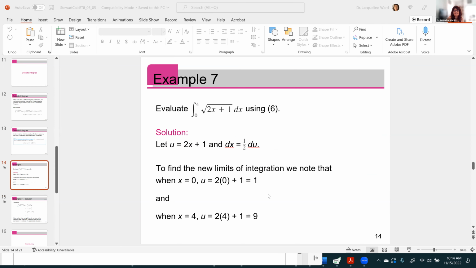All right. So this is the common way. If you want to evaluate the integral from 0 to 4, first you do your substitution. You don't just substitute, you let that be u. I wish they would do it all on one screen.